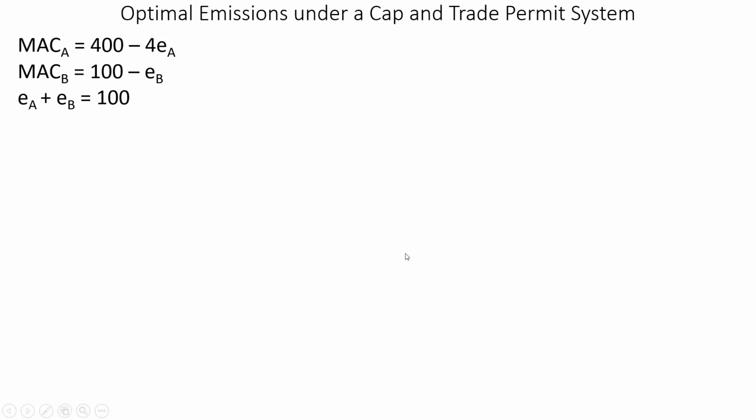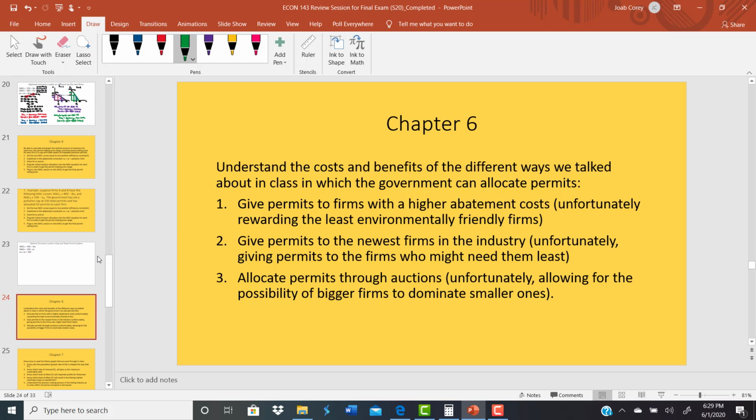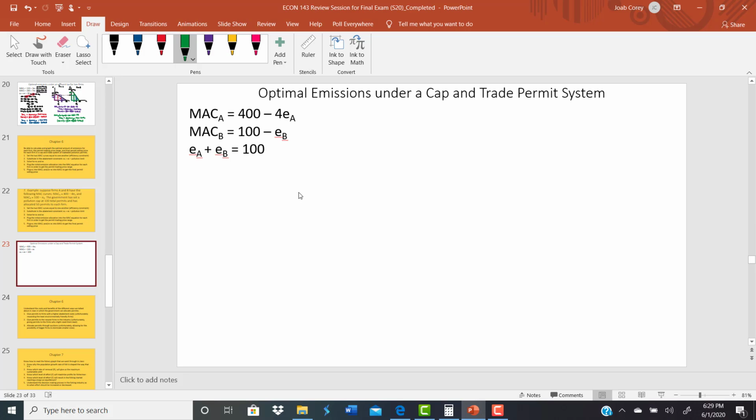All right, so the optimal emissions under a cap and trade permit system, using the problem that we just talked about, is going to have these three equations. Again, your marginal abatement cost curve for firm A, your marginal abatement cost curve for firm B, and then your constraint of the 100 total emissions that we wanted for the total industry, right? So again, be able to optimize under these three equations here.